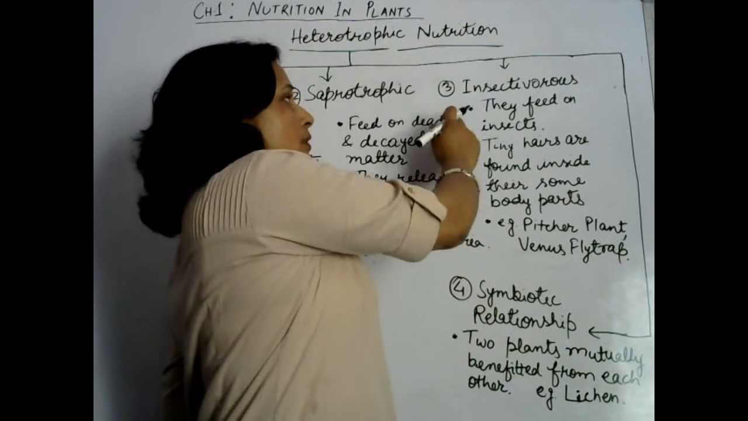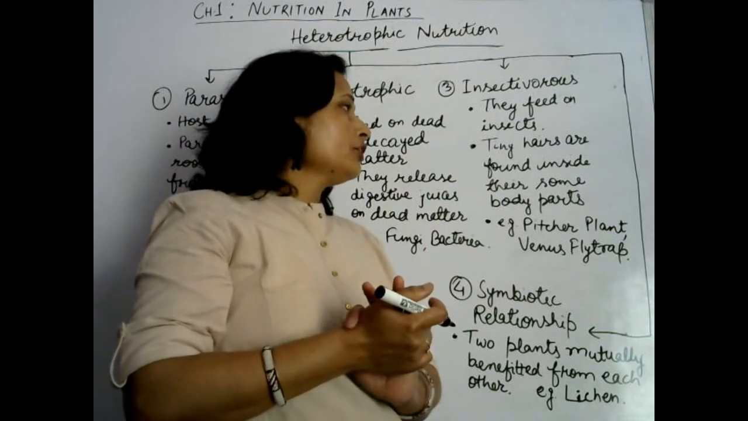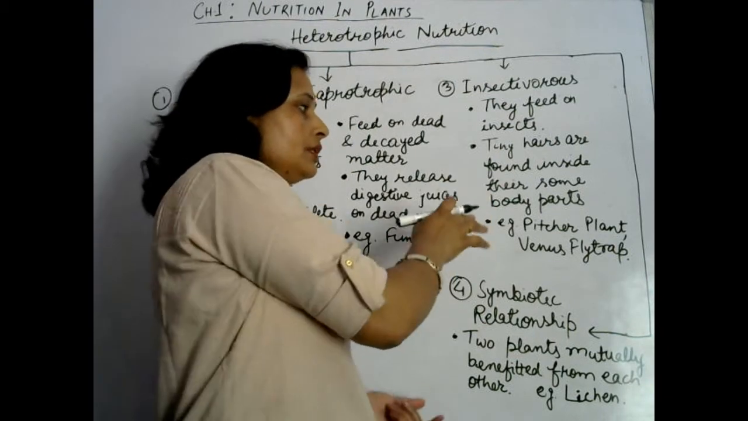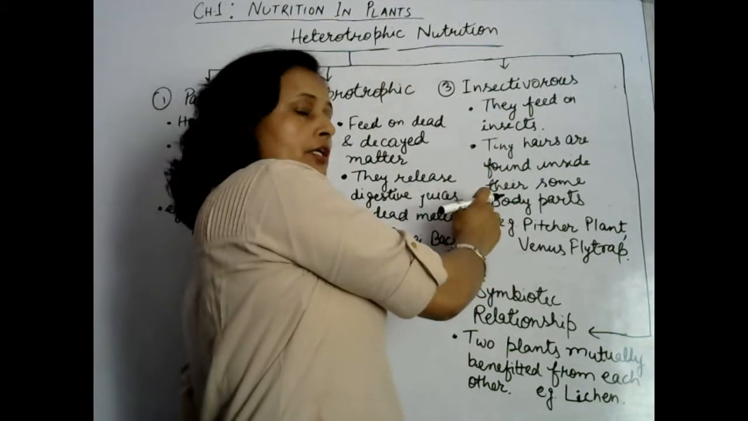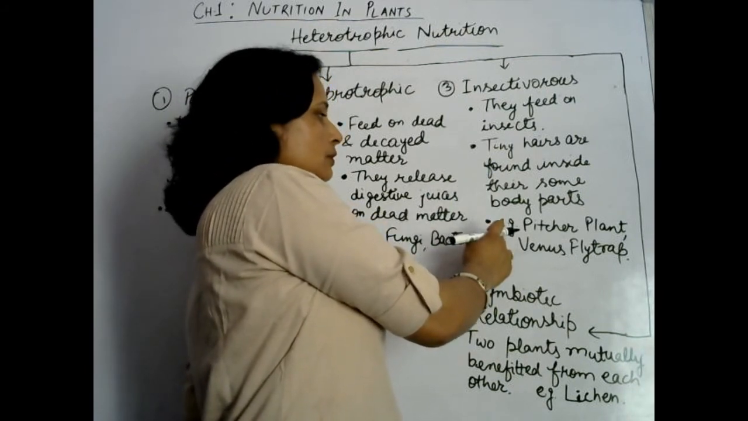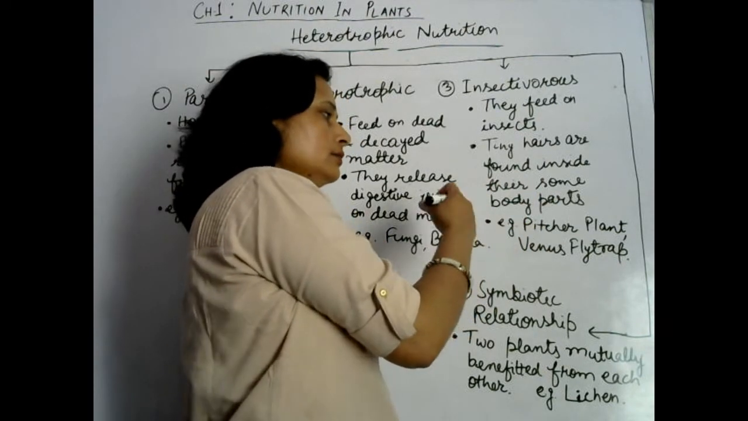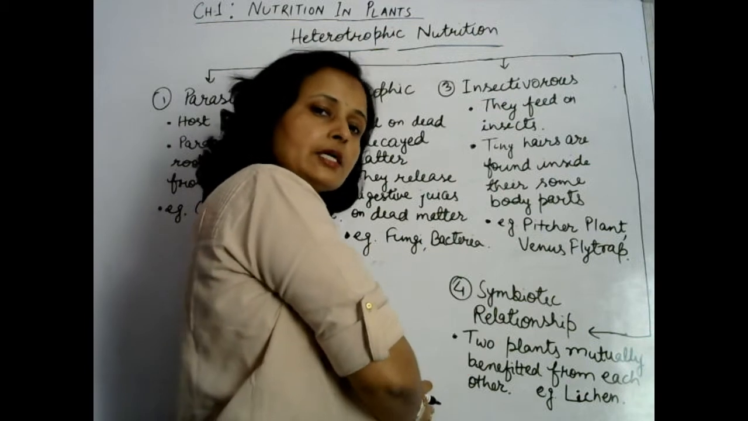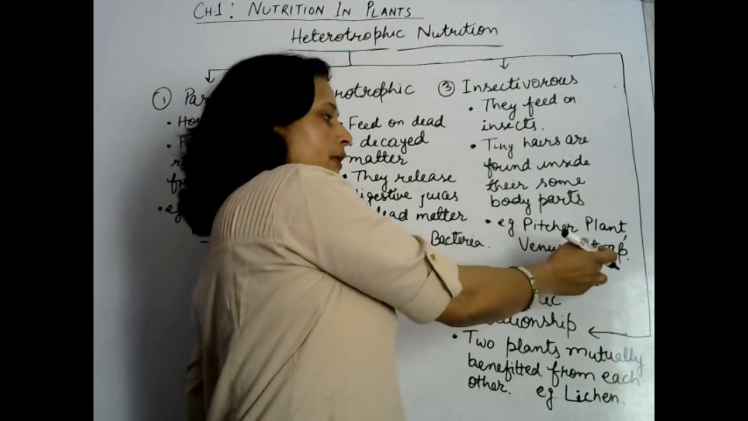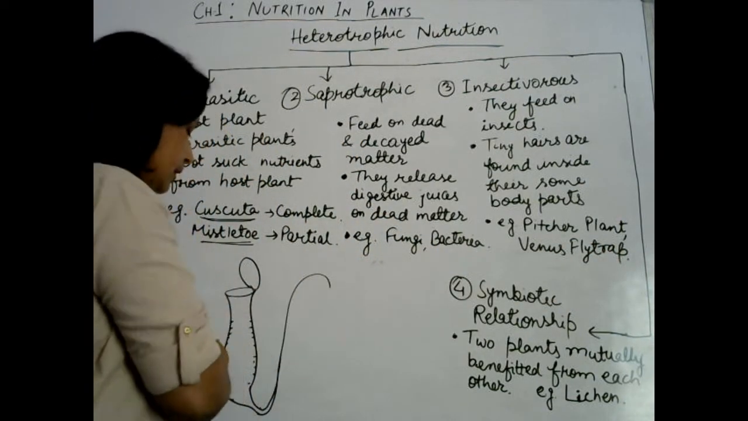In these plants, there are tiny hairs found inside their body. Whenever insects sit on the part of the body where the tiny hairs are found, those hairs quickly entangle the insects, and then these plants release digestive juices and digest the insect. Examples are pitcher plant and Venus flytrap. Let us see how it happens inside its body.